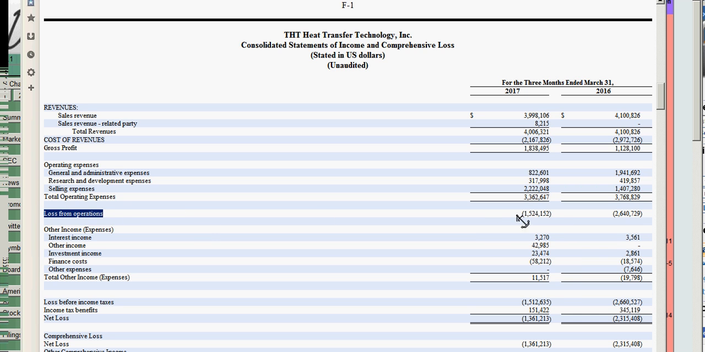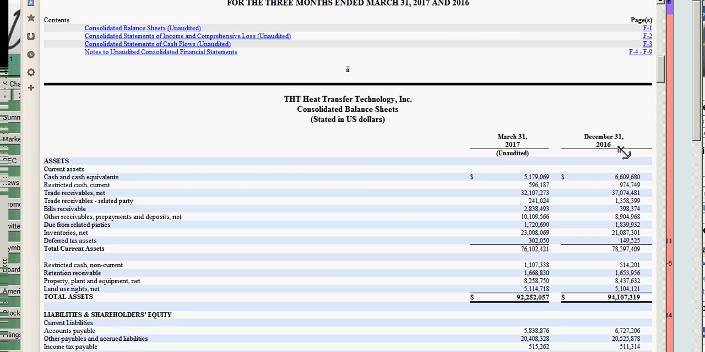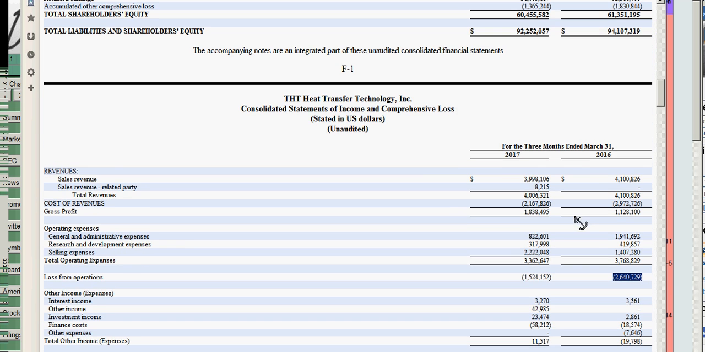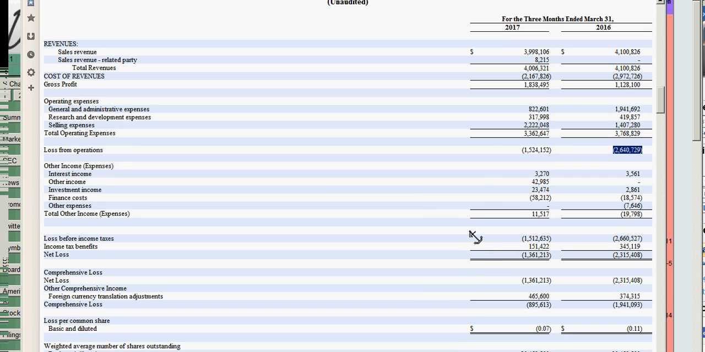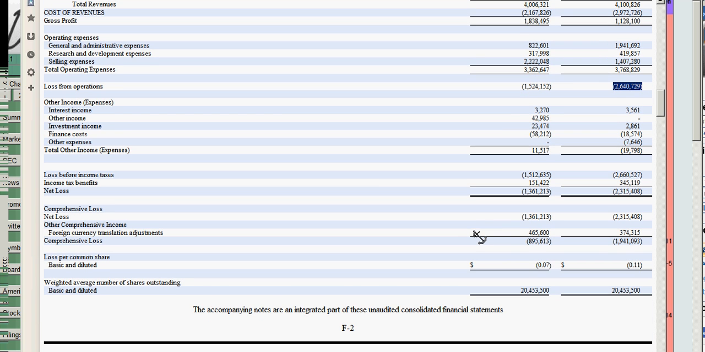And over here in this column, you can look at last year. Last year they only lost $2.6 million, and you can compare the quarters on all of these numbers from the year before. So these guys are losing money every quarter. That might be a reason for the 21 cents a share.